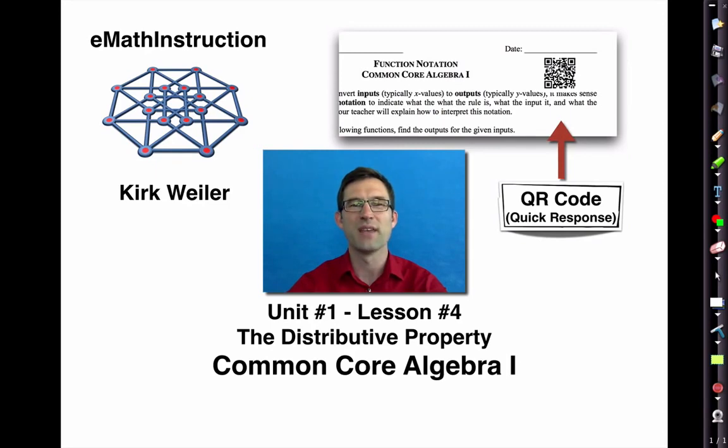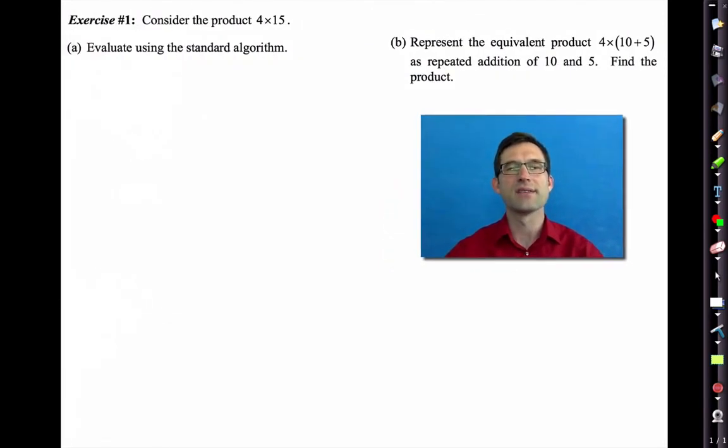All right, let's begin. In the last lesson, we talked about the associative and commutative properties of addition and multiplication, and they were quite separate. We had the commutative property for addition, and then the commutative property for multiplication, the associative property for addition, and the associative property for multiplication. Today, we look at the last of the big three, the distributive property. All right? So, let's take a look at exercise number 1.